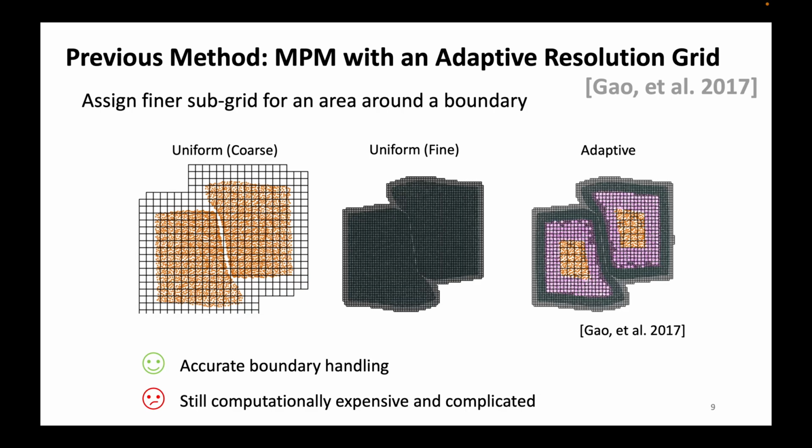There is a previous method that tries to overcome this drawback. This method extends the MPM to work on an adaptive resolution grid. It assigns a finer grid for the area around the boundary and a coarser grid for the internal area. Because the size of the interpolation kernel becomes smaller on the finer grid, the particle penetration problem is alleviated. However, it is still computationally expensive and complicated to implement.